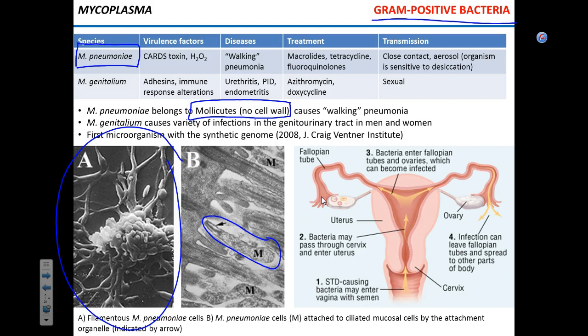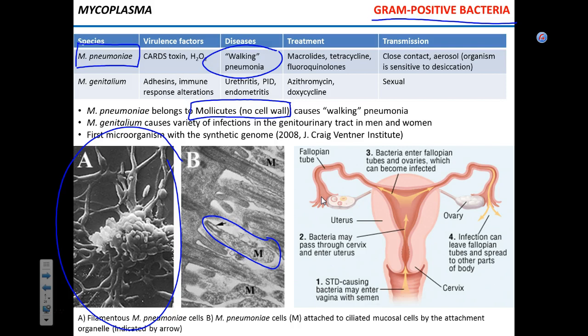So Mycoplasma pneumoniae is the causative agent of so-called walking pneumonia. I believe you are familiar with that condition. It's probably the mildest of all, and it's treatable. The very standard treatment for walking pneumonia is azithromycin. You cannot use any inhibitors of cell wall synthesis on these microorganisms because they have no cell wall.